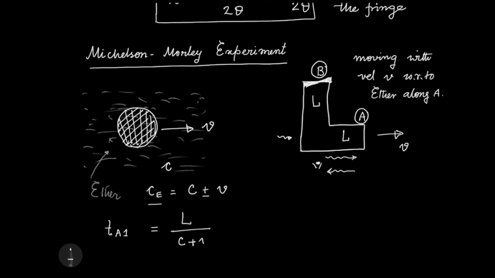So the time taken will be L by c plus v plus, in the other case, L by c minus v. I can rearrange this. I can multiply c plus v and c minus v in the denominator. That will give me this, and I'll get a 2c in the numerator. So this is this. And remember, the velocity of earth is much smaller compared to the speed of the light.